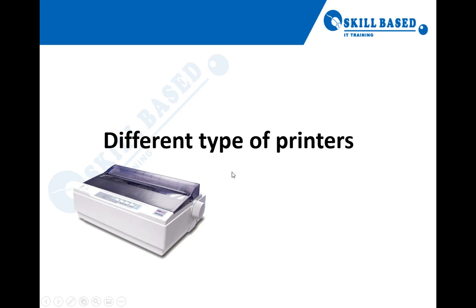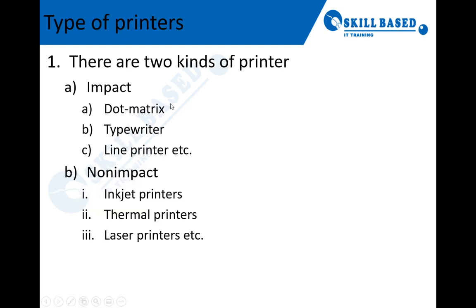So usually our printers are separated into two kinds. The first kind is called impact printers. Another one is called non-impact printers. Impact printers mean that the print head will contact the medium, and therefore it causes a lot of noise. The printing speed is also slower than non-impact printers. For impact printers, we have dot matrix printers, typewriters, line printers, and many more.